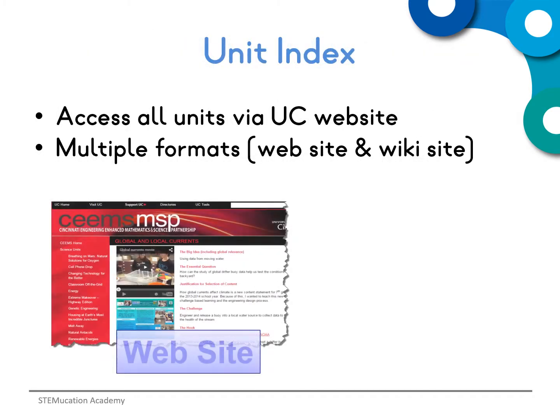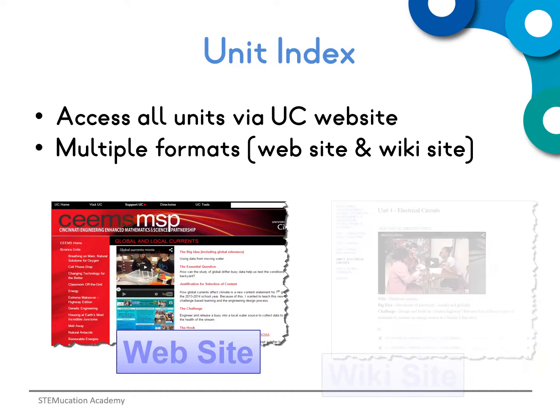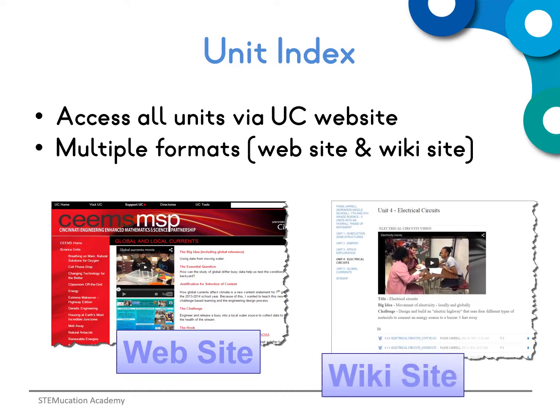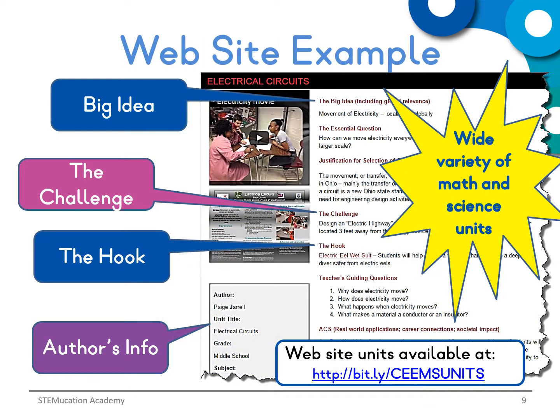Due to ongoing development, units are available on the UC website as well as on individual wiki sites created by teachers participating in the NSF program. Examples of each of these follows. The website format is shown here. There are currently a wide variety of math and science units to choose from, with more added monthly. The home page for this website can be found at the link noted at the bottom of the slide.